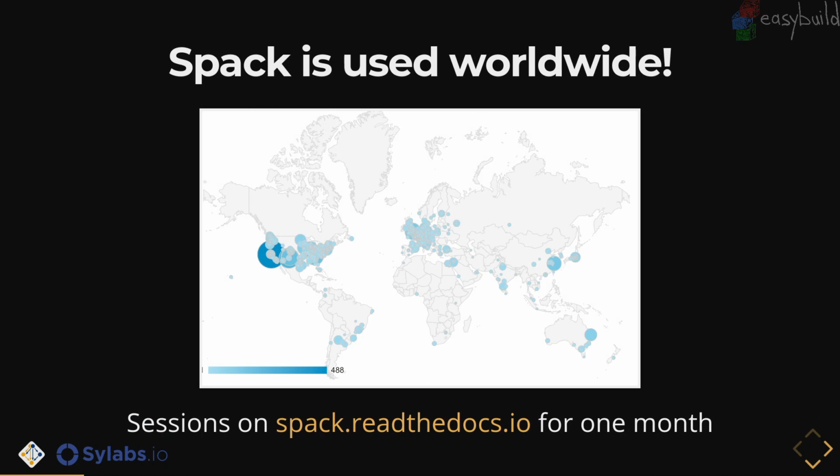This is a very old picture, so apologies. Well, you don't see the words in here, but America is supposed to be here, USA, Europe, and this is just to say that Spack is used worldwide. This was a picture of sessions on Spack's Read the Docs, so our documentation, for one month. But yeah, the bottom line is that it's not a local project. It's been used worldwide. It's the way the exascale computing project will deploy all their software.